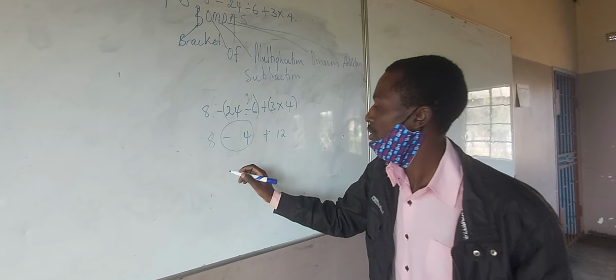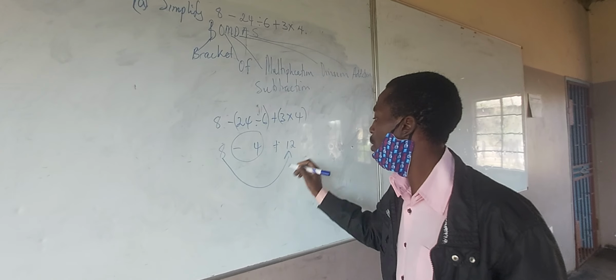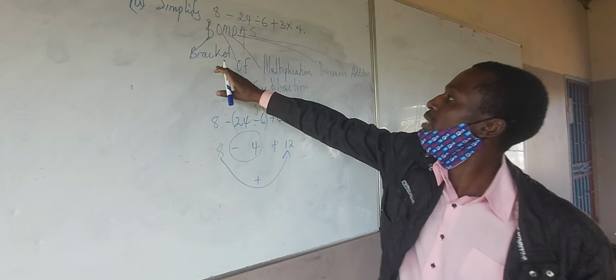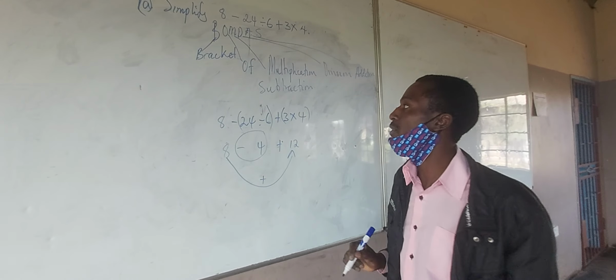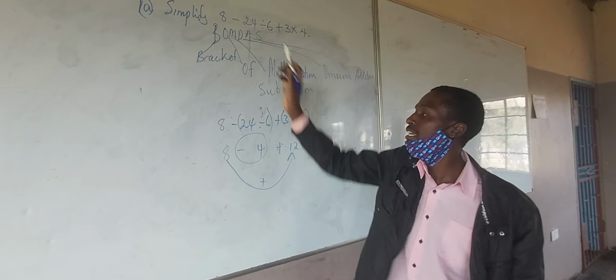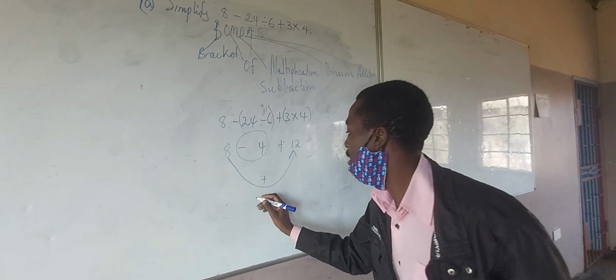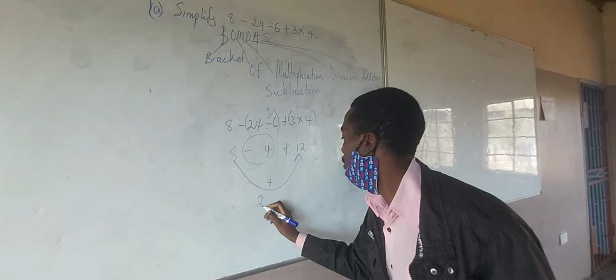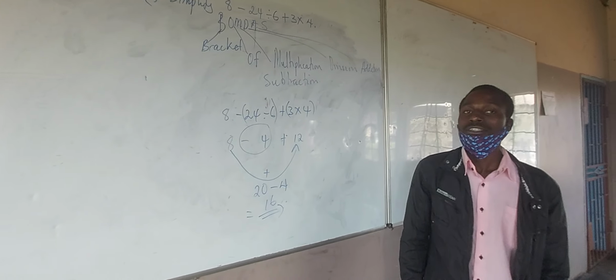Right. So we now add 8 to 12 according to BODMAS, because we need to add first, then we subtract. So 8 plus 12, we get 20, minus 4, which is equivalent to 16, which is okay.